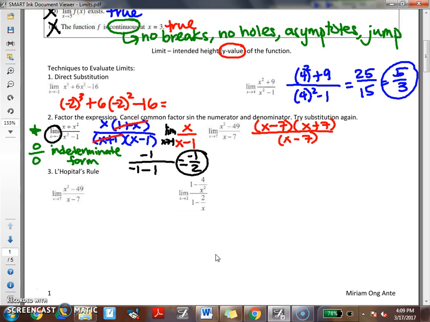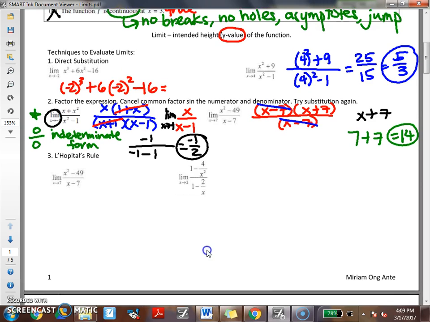Can I cancel any common factors? Yes. And I'm left with x plus 7. Now, can you apply the limit now? Can you plug in the limit? Yes, you can. So go ahead and do that. It'll be 7 plus 7, which will give us 14. So that is the actual value, 14.